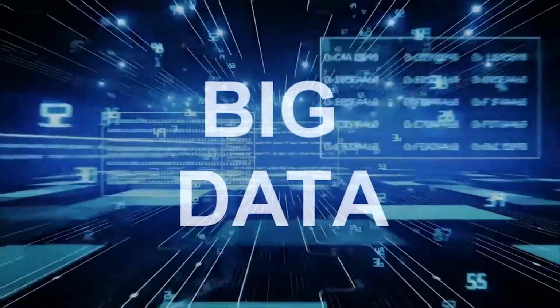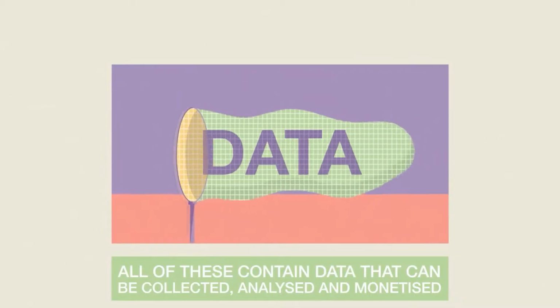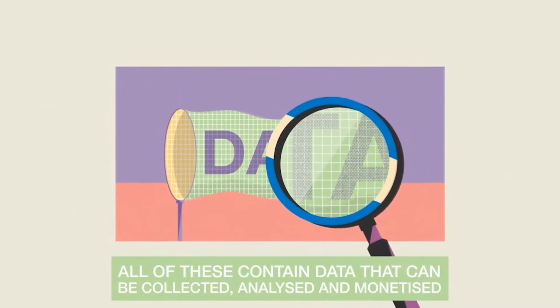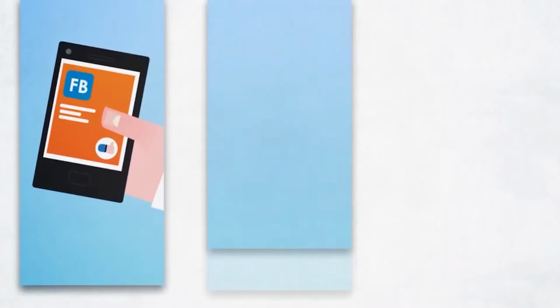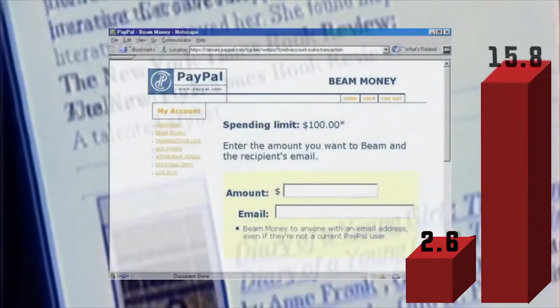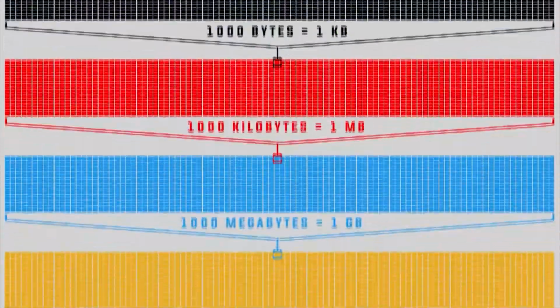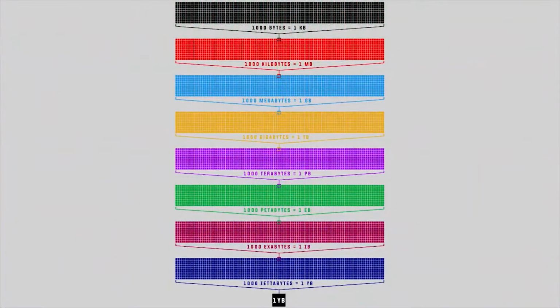Big data. In order to understand big data, first we need to know what is data. The quantities, character, or symbol on which operations are performed by a computer, which may be stored and transmitted in the form of electric signal and recorded on magnetic, optical, or mechanical recording media.